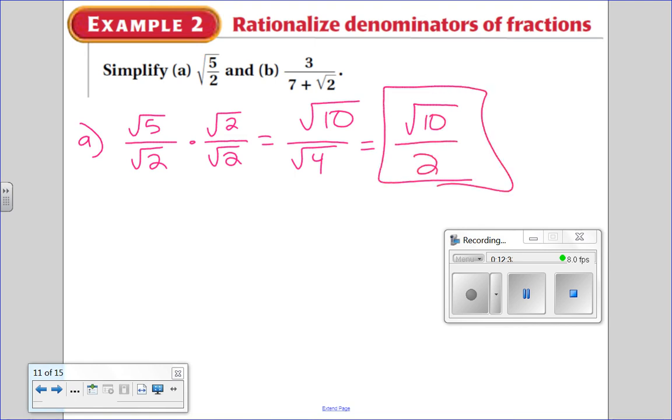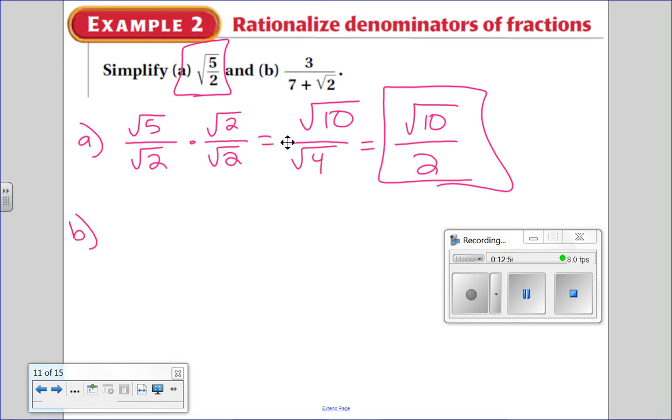And we've been rationalized. What we started with in the original problem and what we ended with will have the same value if you check on the calculator. But what we ended with doesn't have a square root in the denominator. So it has been rationalized. Okay?